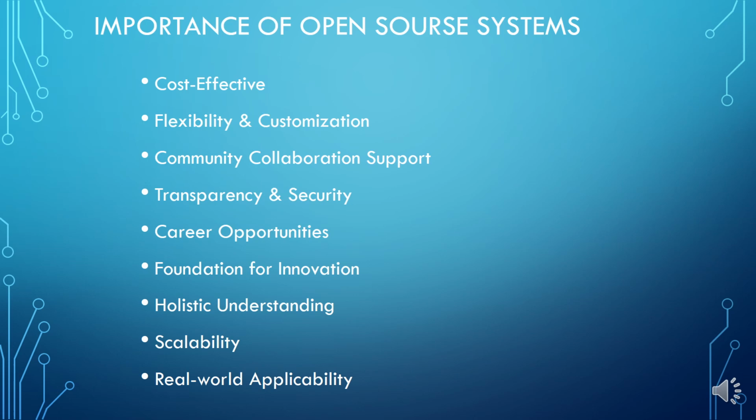Then comes the transparency and security. You can see exactly how open source software works. This transparency often leads to better security, because vulnerabilities are more likely to be spotted and you can fix them more quickly. So that is the reason these open source systems are often preferred.